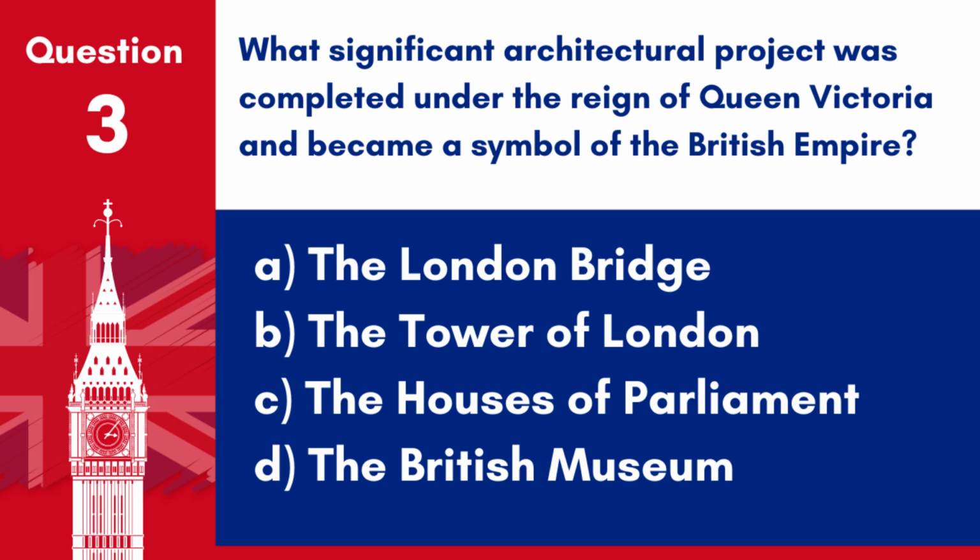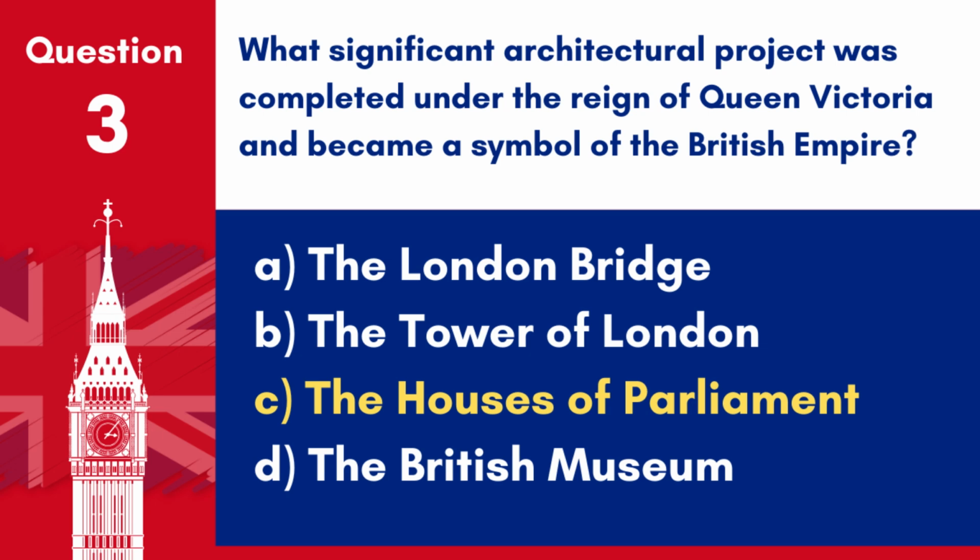What significant architectural project was completed under the reign of Queen Victoria and became a symbol of the British Empire? A. The London Bridge, B. The Tower of London, C. The Houses of Parliament, D. The British Museum.